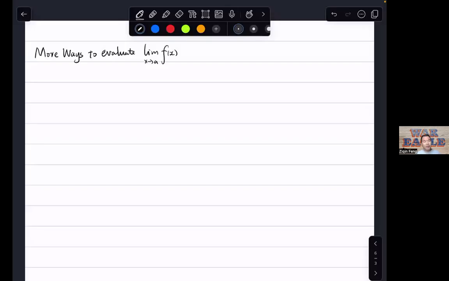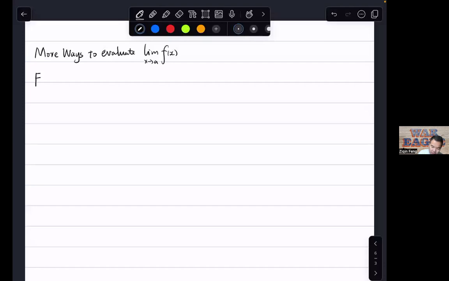In this video, we'll discuss two more ways to evaluate a limit of a function at a given point. The first we want to discuss is coming from a fact we have discussed.